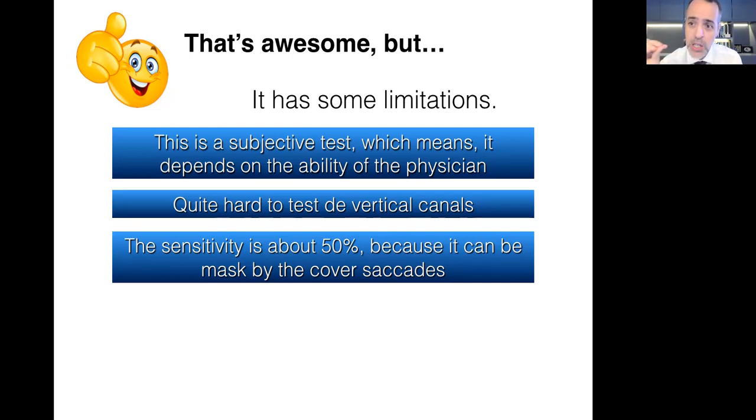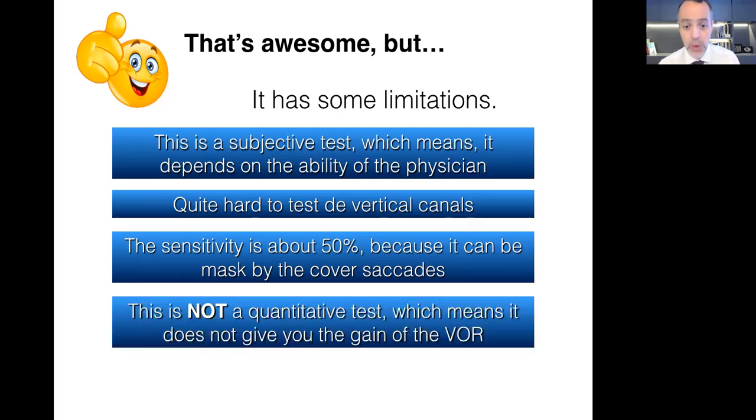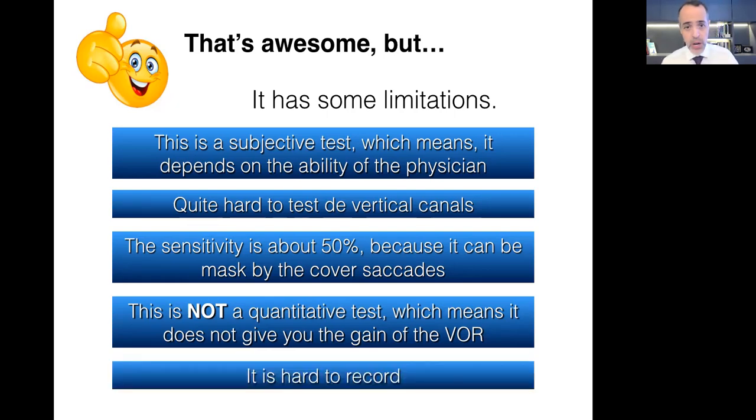It's basically because of the covert saccades. Covert saccades are saccades that happen while you're moving your head, and the naked eye cannot see them. This is what drops the sensitivity of the test to about 50%, according to some literature. And this is not a quantitative test, which means you do a test and you see, okay, the right side is damaged, but you have no idea how much it's damaged. So it's a qualitative test, not a quantitative test. And it's hard to record. I mean, you can hold your iPhone over here and do the test, but it's not the best way to record it. So those are the limitations of the clinical head impulse test.